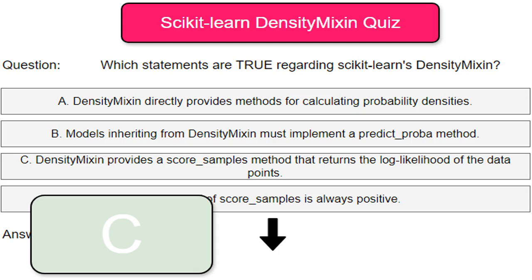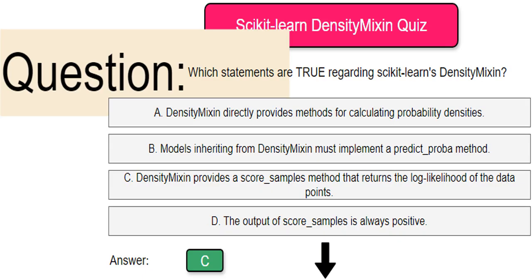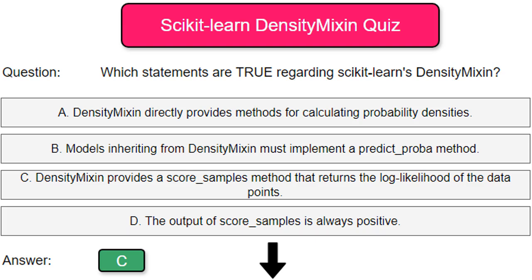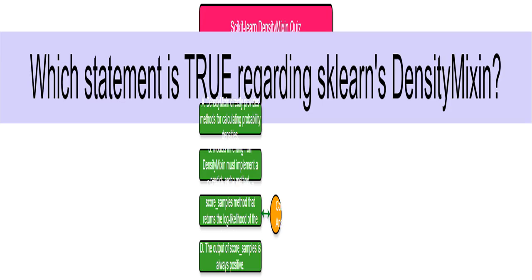The correct answer is indeed C, confirming the role of the score_samples method within the DensityMixin framework. This is the core question of the quiz, focusing on understanding the functionalities provided by DensityMixin. This sets up the context for the quiz on DensityMixin in scikit-learn. This question asks you to identify the correct statement about the DensityMixin class in the scikit-learn library, a popular Python library for machine learning.